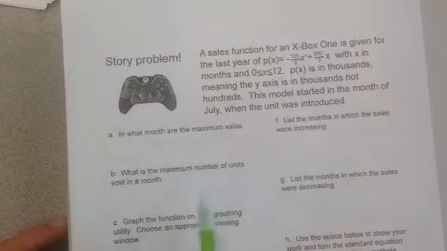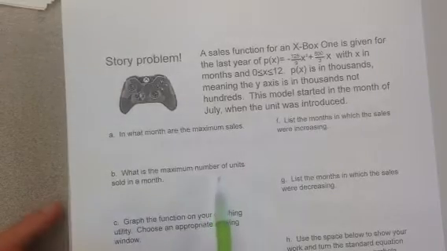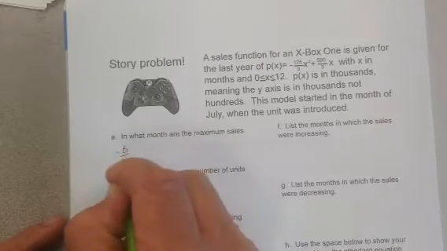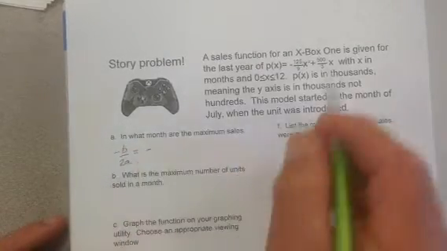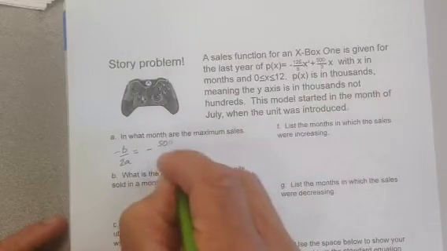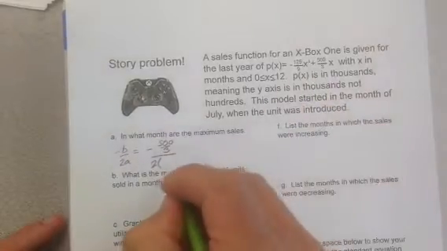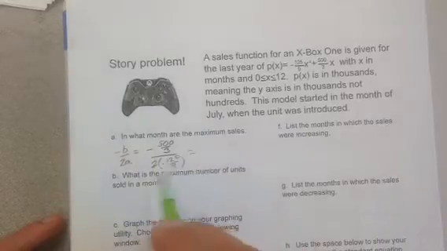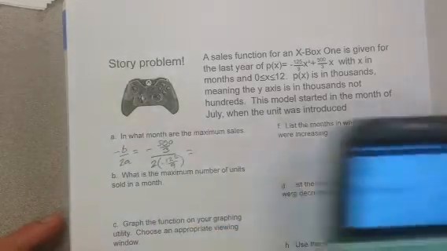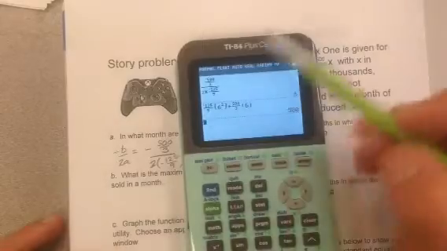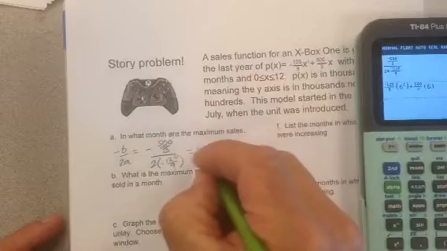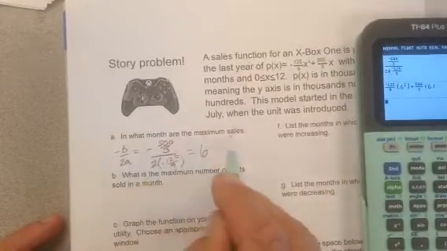Whenever it asks you for maximum sales or maximum number of units, it's asking you for the vertex. I'm going to do negative b over 2a and find the vertex. Negative b value, 500/3, over 2 times the a value, which is negative 125/9. Your choices here are to do the fractional math or plug it in on your calculator, which I've already done, and I got 6.